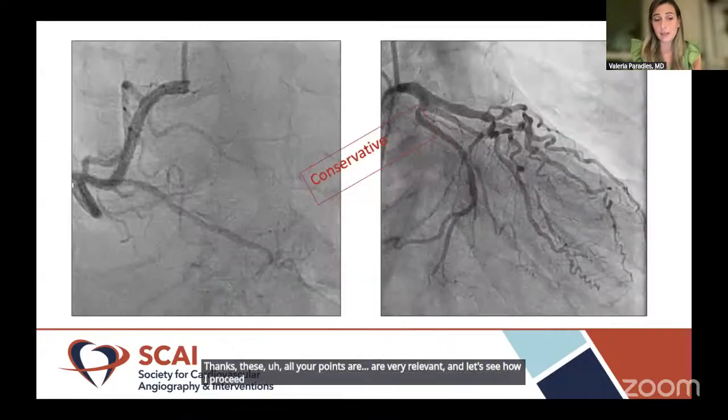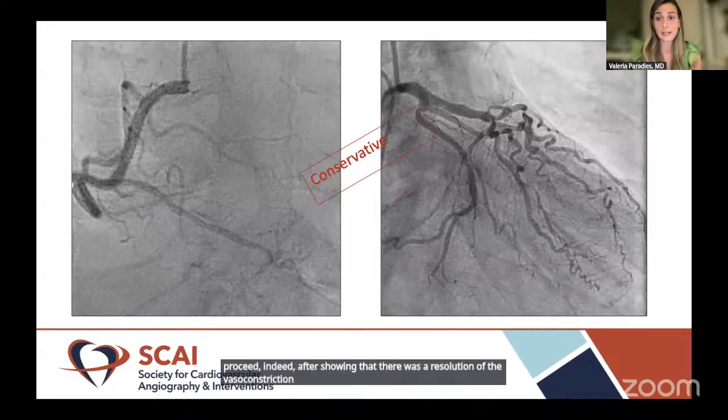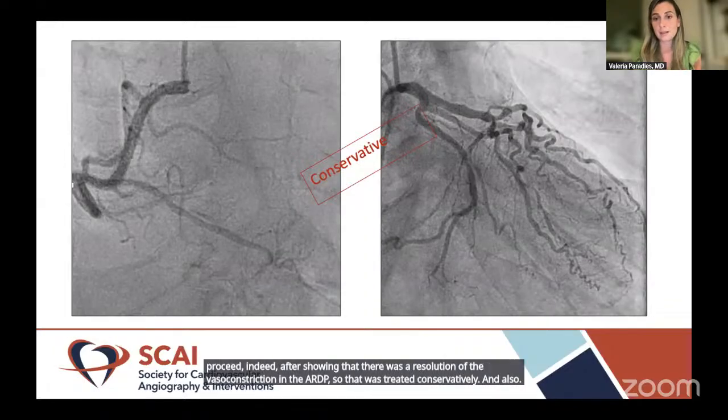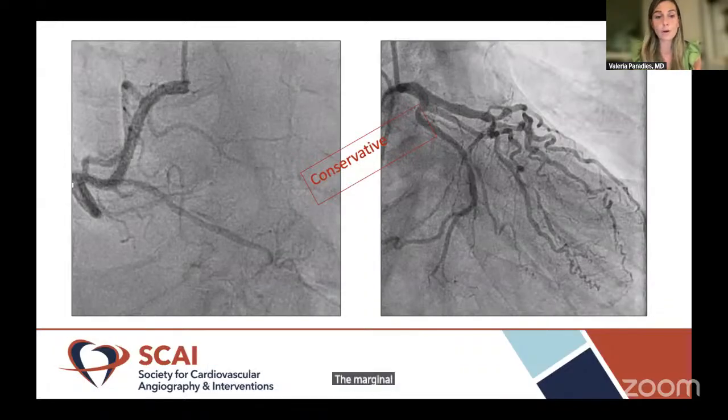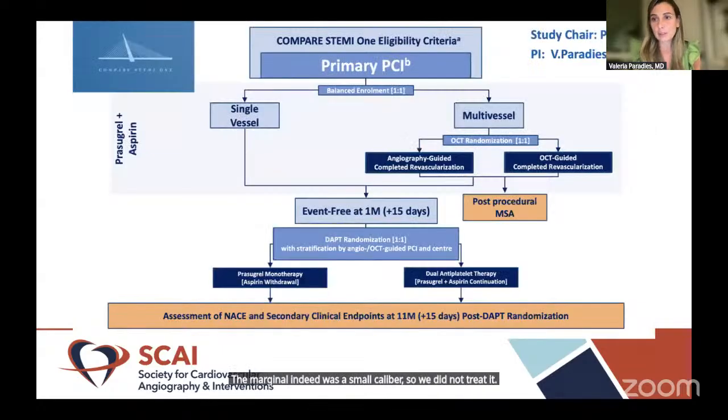Indeed, after showing that there was a resolution of the vasoconstriction in the RDP, that was treated conservatively, and the marginal was also a small caliber, so we did not treat it. Let's move now to the bifurcation.